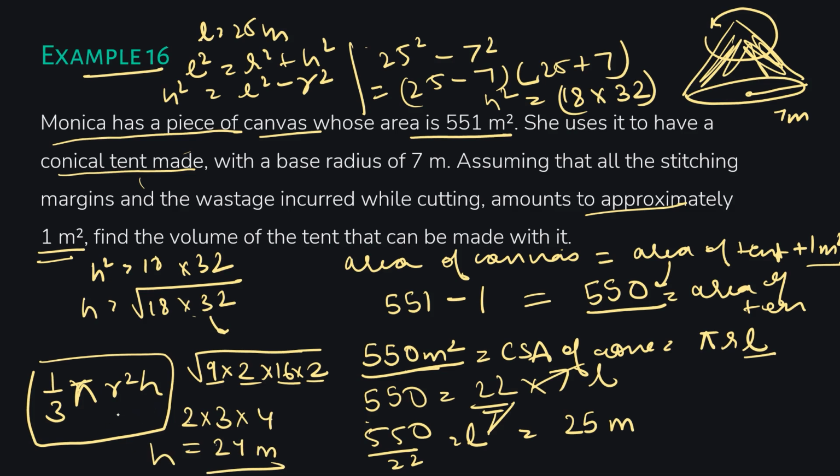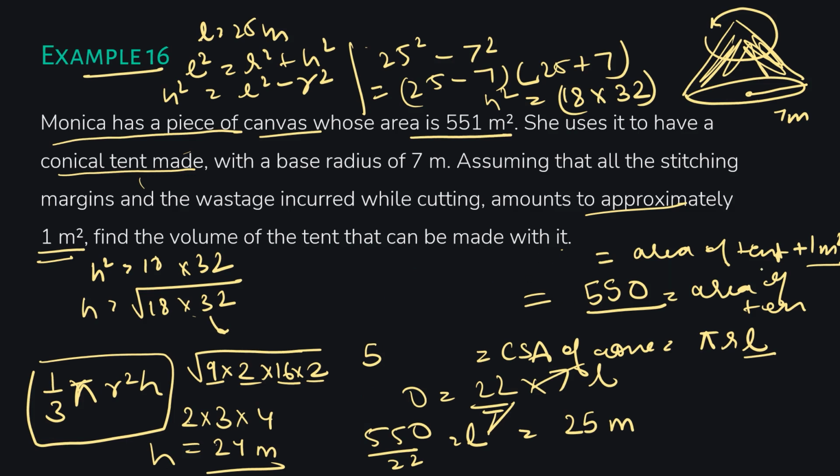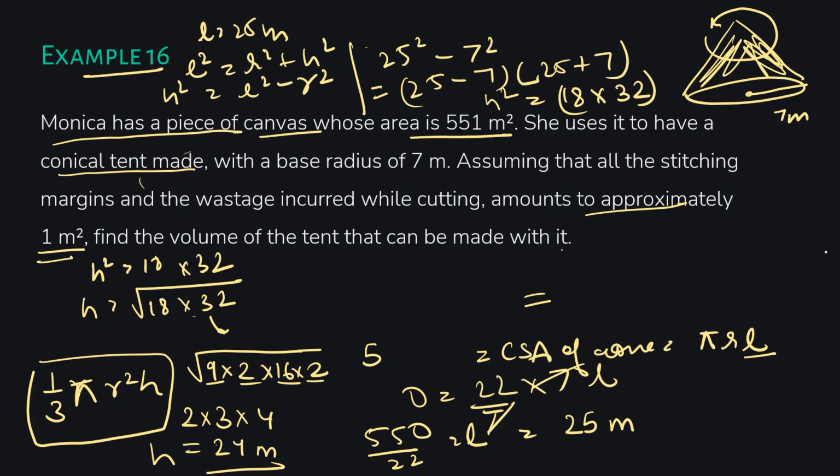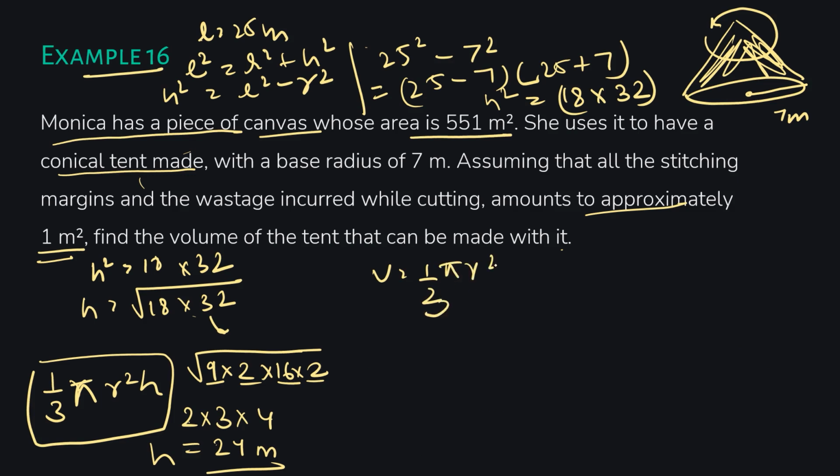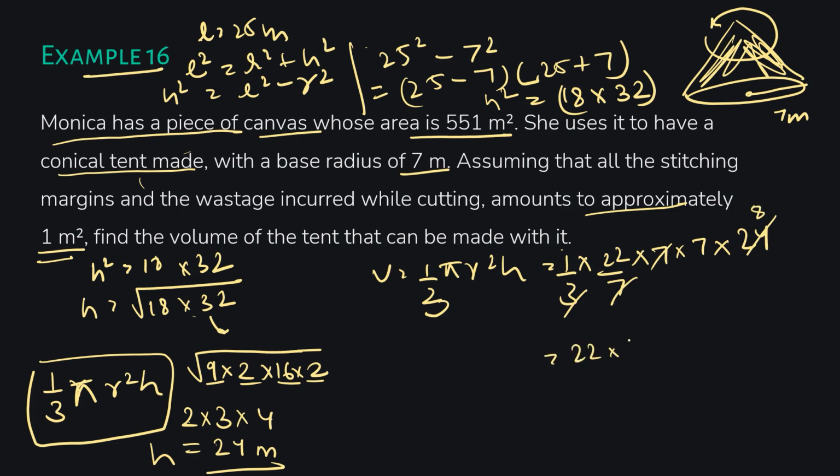Now we have our R, we have our H. So now we'll just find out the volume of the cone. Now the volume of cone is given as 1 by 3 pi r square h. So we have 1 by 3 into 22 by 7 into r, which is given as 7 meters. So we have 7 into 7 into h, which is 24 meter. Now we'll cut it like this, and we can cut over here also, and it will come out to be 8, and then we'll multiply 22 into 7 into 8, which will give us our answer as 1,232 meter cube. So this is our volume of the cone of the tent that Monica has made, and the final answer.